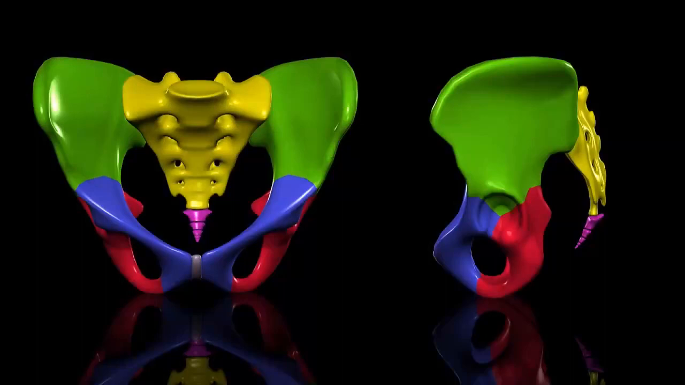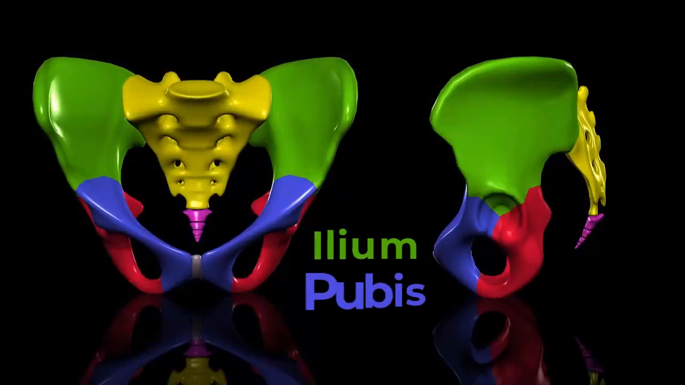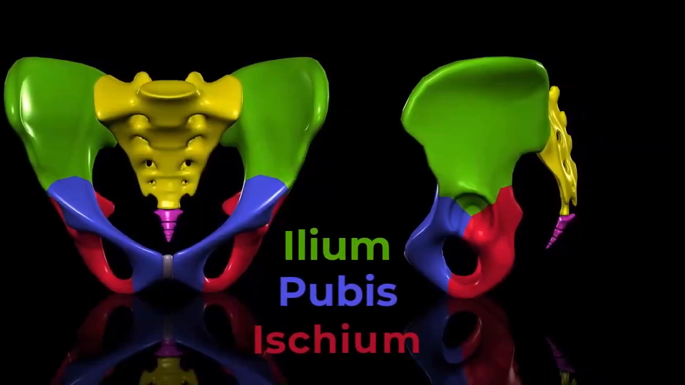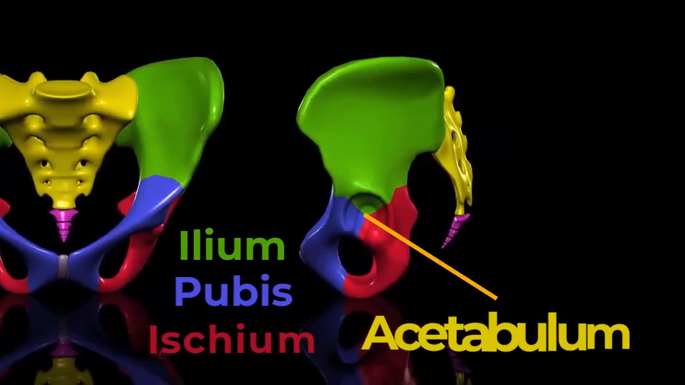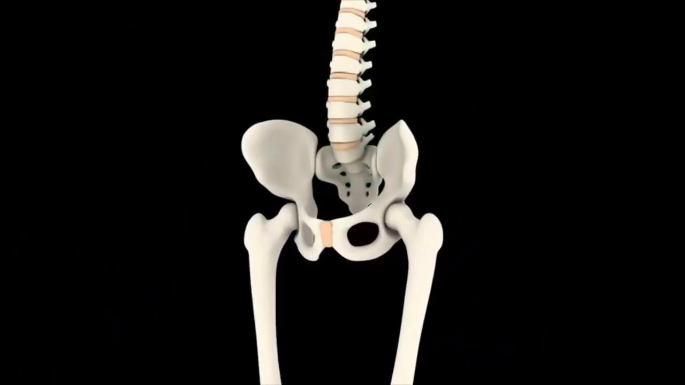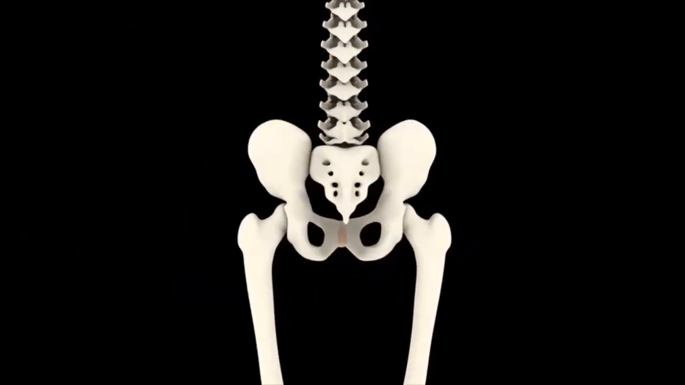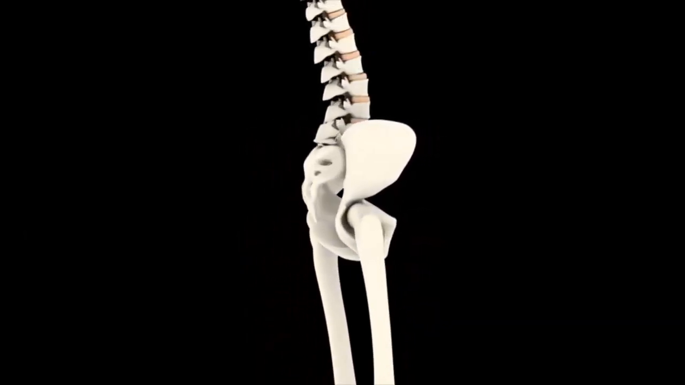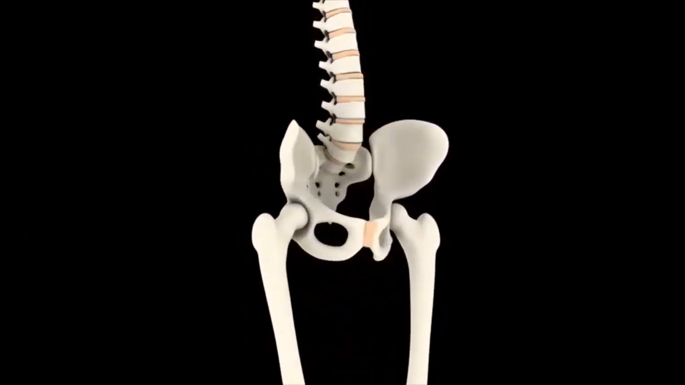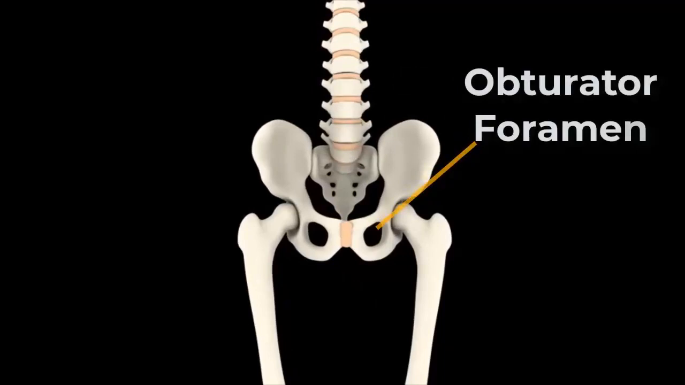This curved superior margin of the ilium is called the iliac crest. The 3 areas of each hip bone, the ilium, the pubis, and the ischium, converge centrally, forming a deep cup-shaped cavity called the acetabulum. This is located on the lateral side of the hip bone and is part of the hip joint. The large opening in the anterior-inferior hip bone between the ischium and pubis is the obturator foramen.